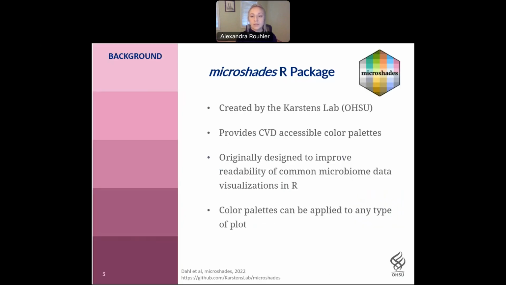Next, let me introduce the Microshades R package, which is central to the project. Microshades was created by the Karstens Lab here at OHSU, and it provides two color palettes, one of which was specifically designed to be CVD accessible. Originally, this package was created to improve readability of common microbiome data visualizations in R, such as taxonomic relative abundance stacked bar plots. But the color palette can be applied to any type of plot.